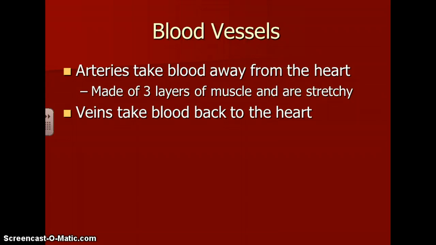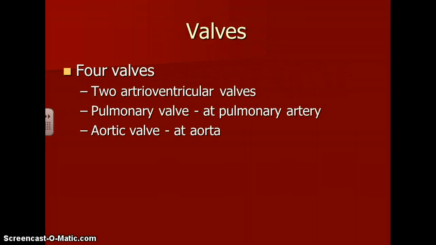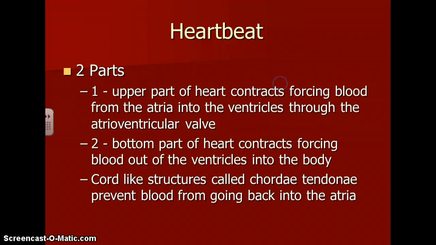Arteries take blood away from the heart. So one way to remember this is AA, artery away. And they're made of 3 different layers of muscle, and they're stretchy because they're going to have to be able to contract. Veins take blood back to the heart, so they're bringing the blood back. There are 4 main valves. 2 are atrioventricular valves. Atrioventricular just means that they are the valves between the atria and the ventricles. The pulmonary valve is located at the pulmonary artery, and the aortic valve is located at the aorta.